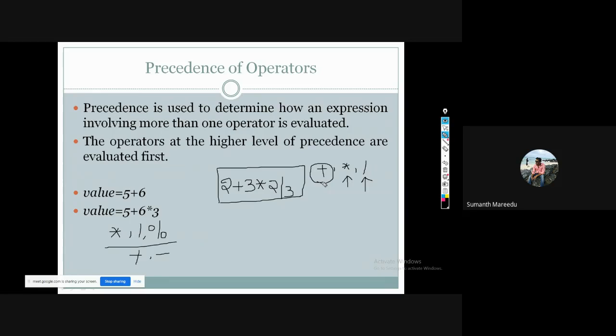That means if any expression contains operators with the same precedence, here multiplication, division and modulo have equal precedence, equal priority, but they have high precedence when compared with addition or subtraction.